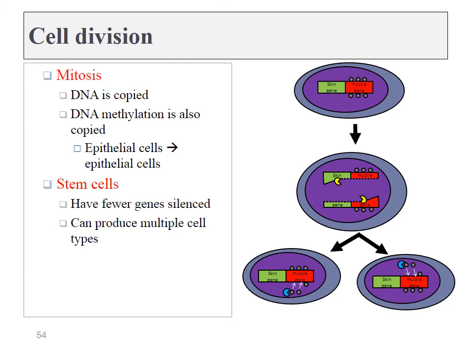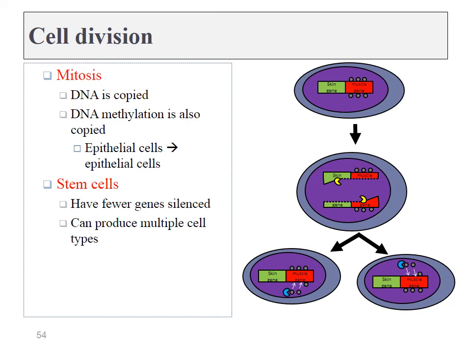When a cell undergoes mitosis, it must first duplicate its DNA during the S phase. The DNA is copied by semi-conservative DNA replication. The two strands of DNA are separated and copied by an enzyme called DNA polymerase. The DNA methylation that we discussed earlier is also copied.